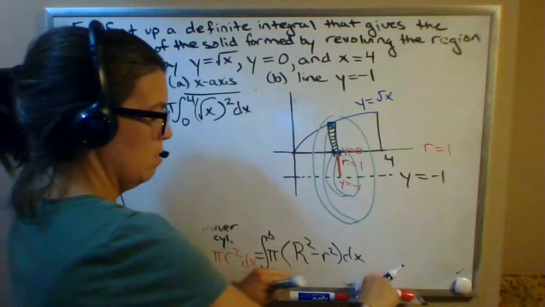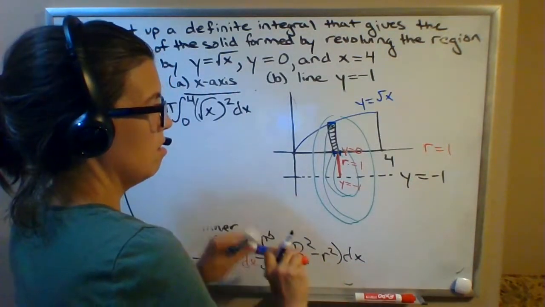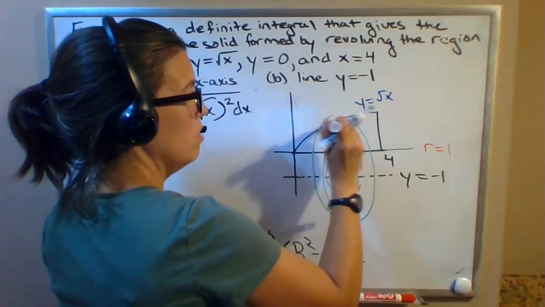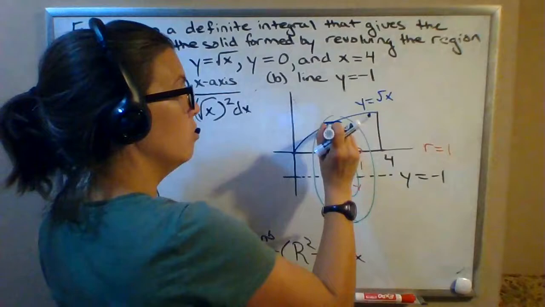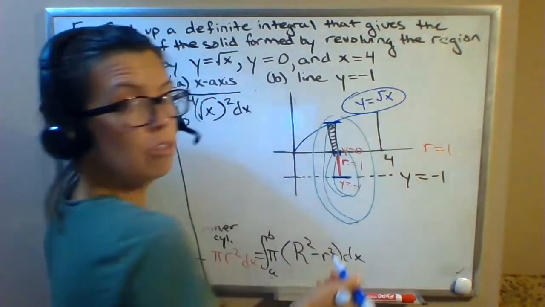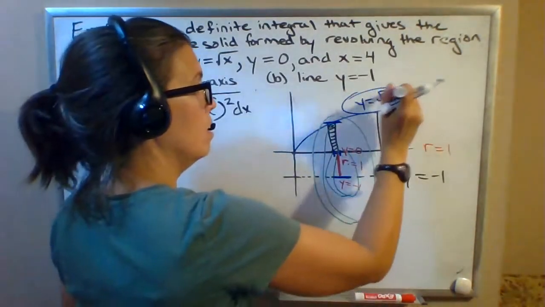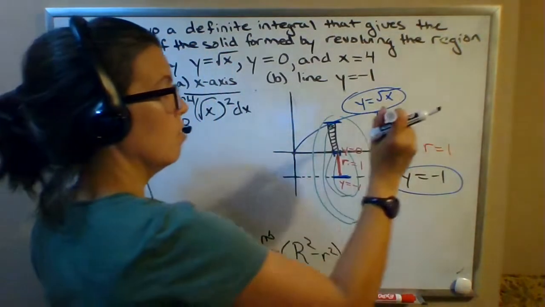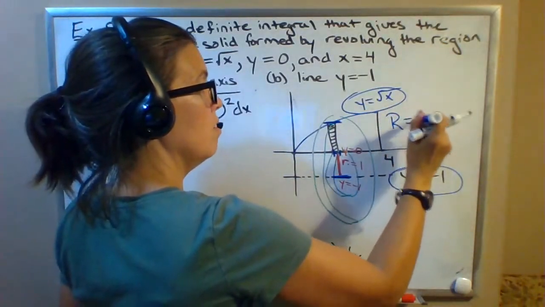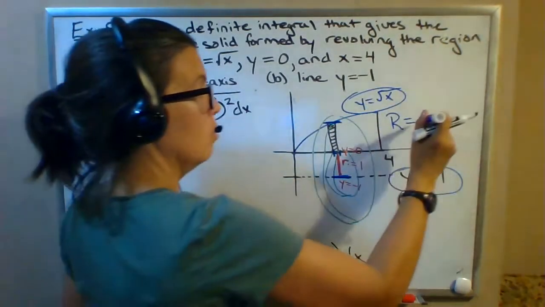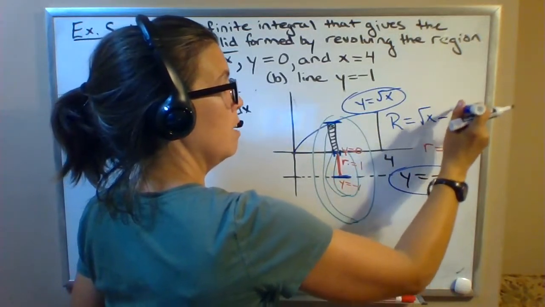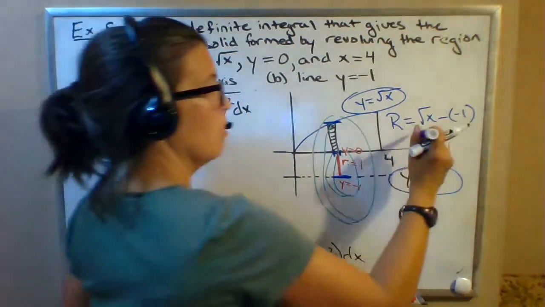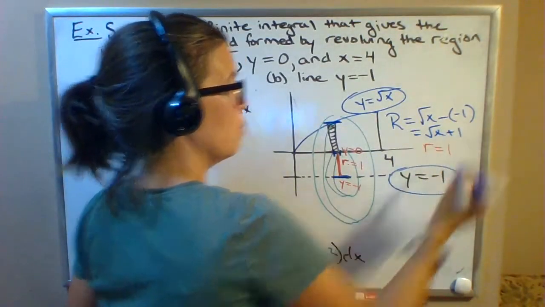Now outer radius is the distance from the axis of revolution here to the outer edge of the region up here. So the outer edge of the region is along this boundary, y equals the square root of x. Axis of revolution is this, y equals -1. And so the outer radius, big R, is the difference between those. So it's top minus bottom. Difference between square root of x and -1. So that'll end up being the square root of x plus 1.